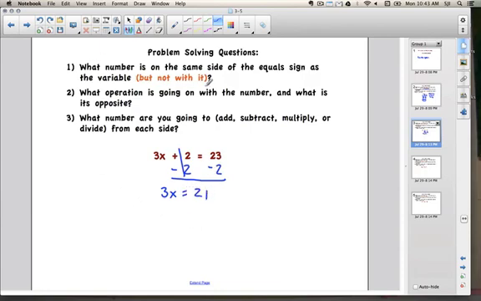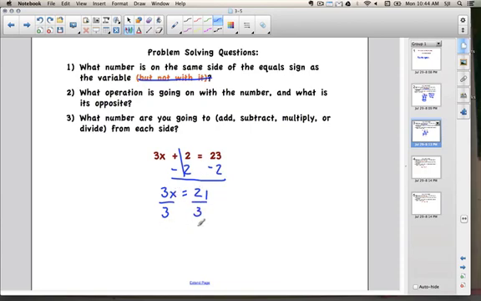Now we're going to go back through and ask ourselves these same questions, but this time I'm not going to ask myself this question in orange. What number is on the same side of the equal sign as the variable? The 3 is on the same side. What operation is going on with that number and what's its opposite? Well, since there isn't any operation sign between the 3 and the x here, that means there's multiplication, and the opposite of multiplication is division. What number are you going to add, subtract, multiply, or divide from both sides? You're going to divide both sides by 3. Remember, you show division with a fraction bar.